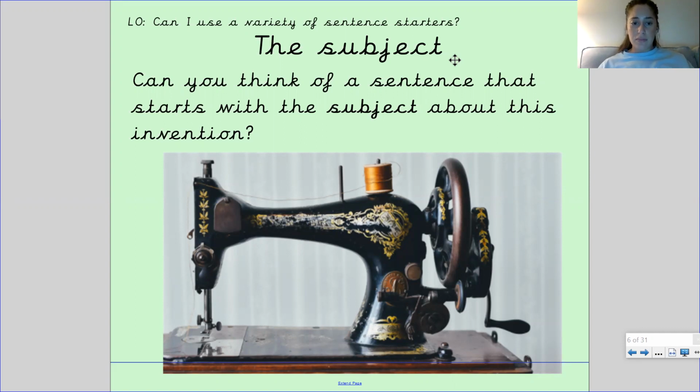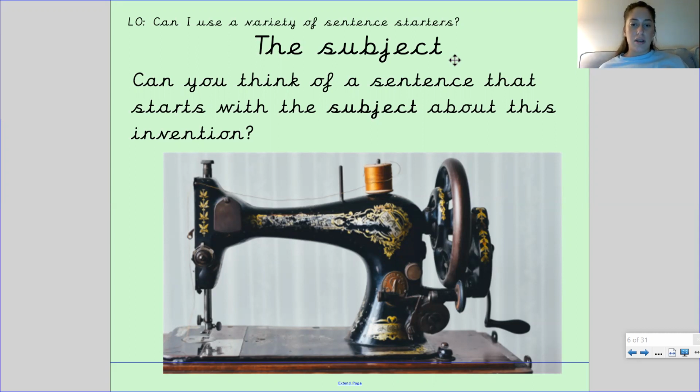What examples did you think about? For example, you could have said something like, I used the sewing machine last night to fix my trousers. I is the subject, used is the doing word or the verb. You could have also used the sewing machine as the subject.